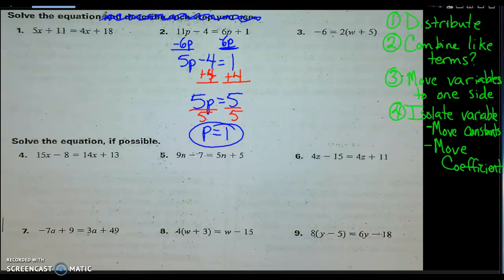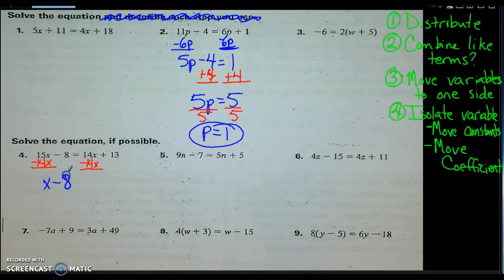So looking at number 4, do I have to distribute? No. Do I have to combine like terms? No. But do I have to move a variable? Yes, I do. I'm going to choose to move 14x because that has the smallest coefficient, and that's going to make things easier. So 15x minus 14x gives me x.